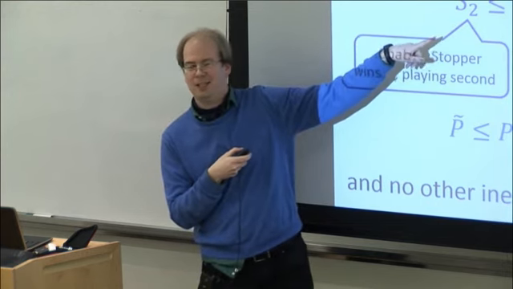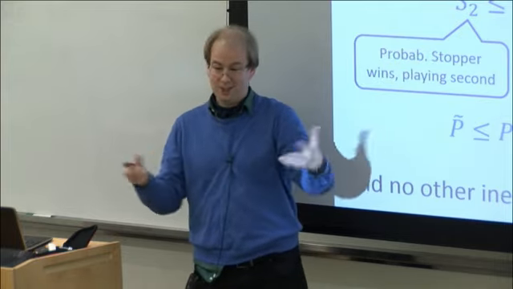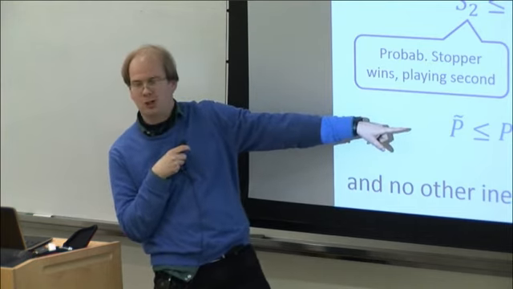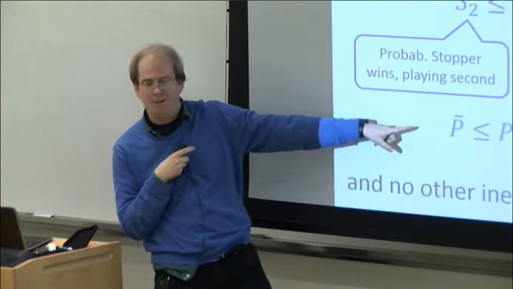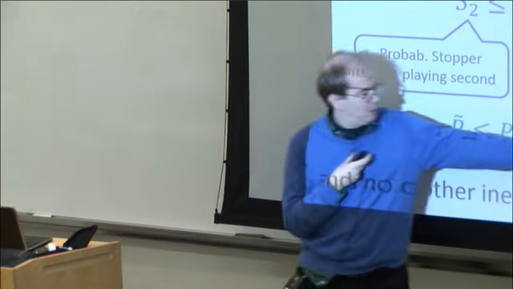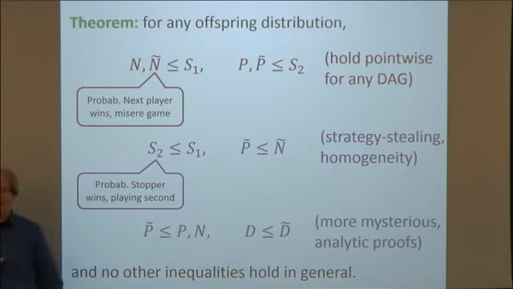And then there are these ones that are a little bit more subtle. They use strategy stealing arguments. They say that because it's a Galton-Watson tree, after one move, you're still in the same situation in distribution. And then these are kind of interesting. They're not super hard to prove, but we don't really have intuitive explanations for them. So maybe the most interesting is that draws are weakly more likely in the misère game than the normal game. So if anyone has any intuition why that would be true, that would be kind of interesting. And no other inequalities are true in general.